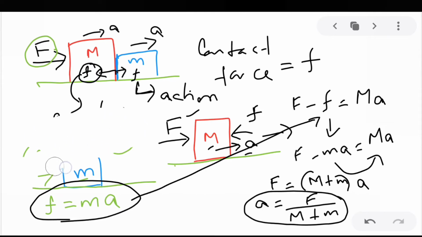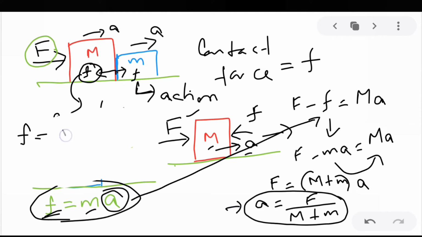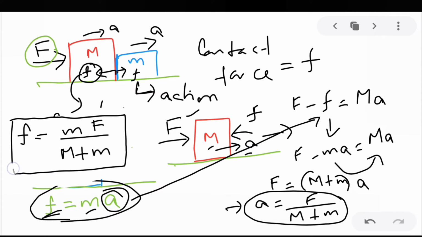Now if you substitute this value in this equation, you will get the value of the contact force. The contact force will be equal to m times acceleration, so small m times capital F divided by M plus m. This is how you can find the expression for the contact force. This is the contact force when the external force capital F is acting on mass capital M.